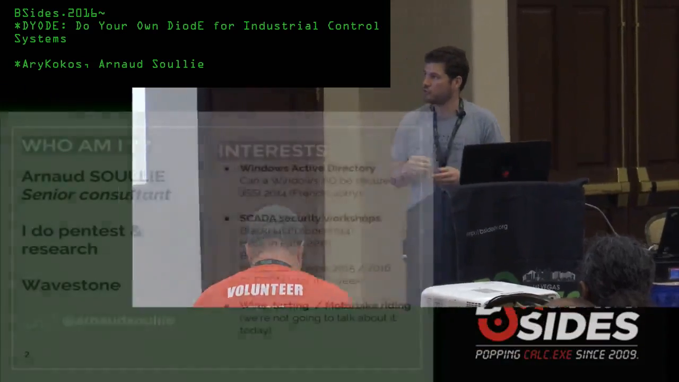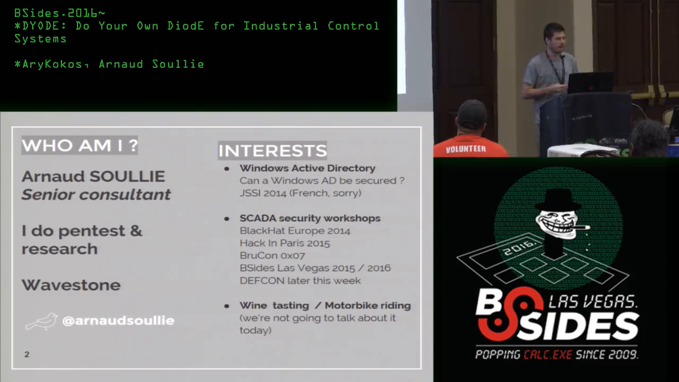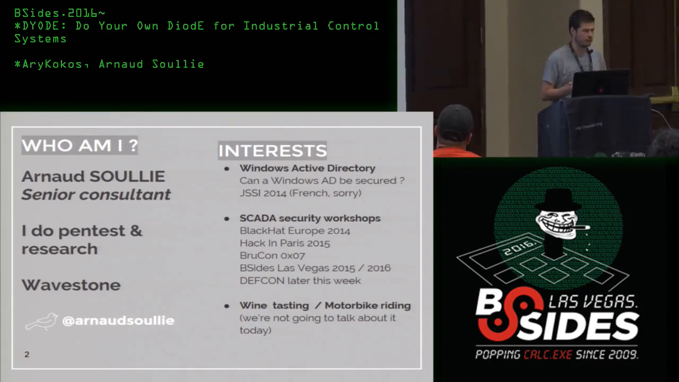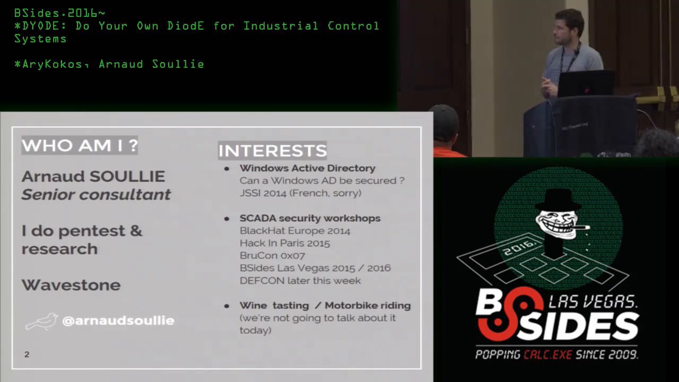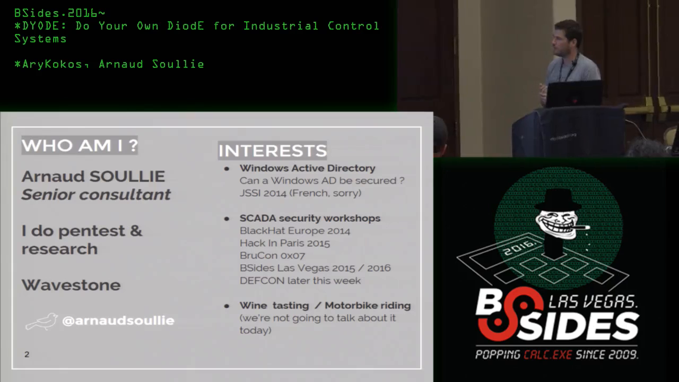So before I start, just a few words about myself. My name is Arnaud Soulier. I work as a senior consultant at Wavestone, which is a consulting company. I mostly do penetration testing. I've been doing that for about 6 years now. And I started working on ICS security, I would say 4 years ago, like everyone else after Stuxnet. I also do a bit of research, hence this project and this talk today.